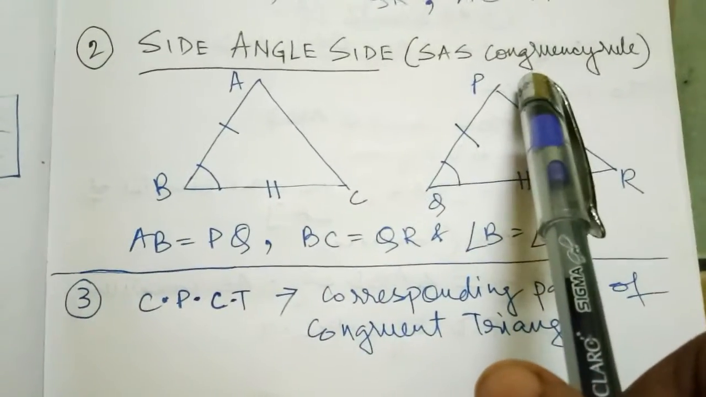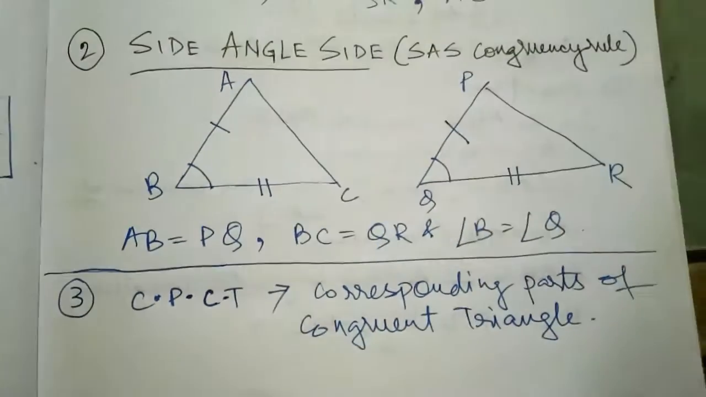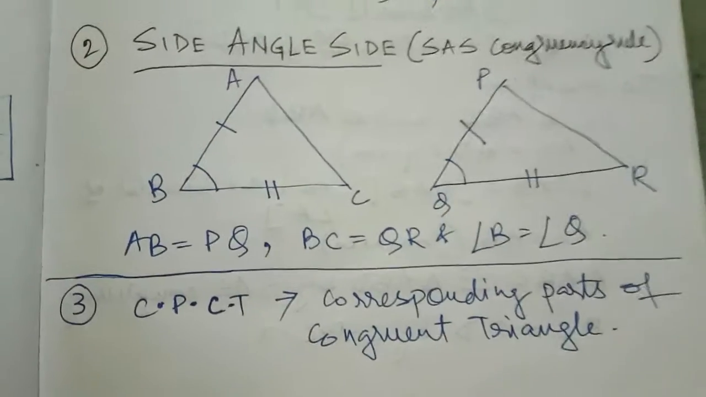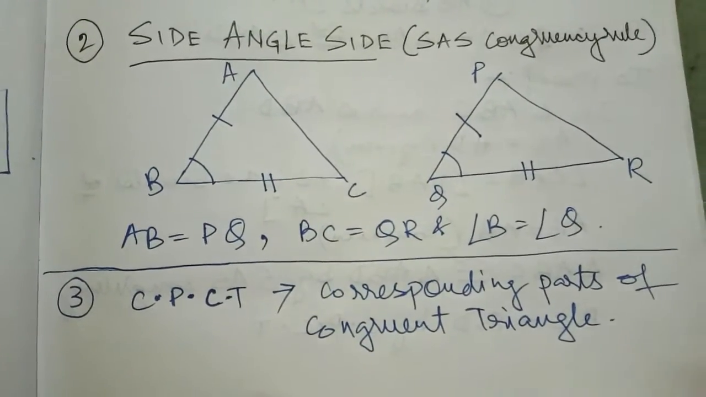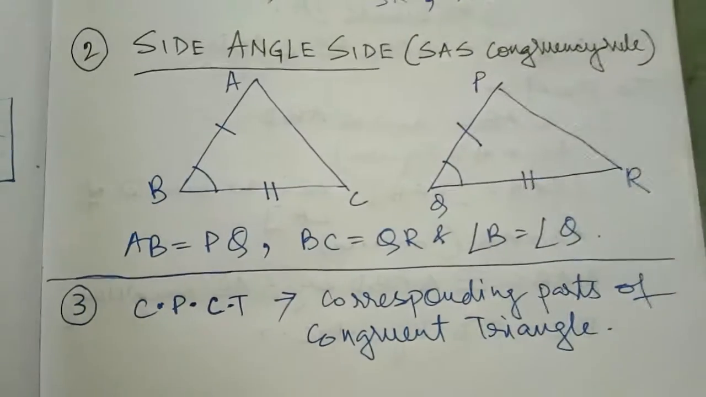Then in the question also you will see this type will be given. When one side is equal, one angle is equal, and the other side is also equal, that time we can say that both the sides and the angle are equal. That time we can use the side angle side congruency rule.